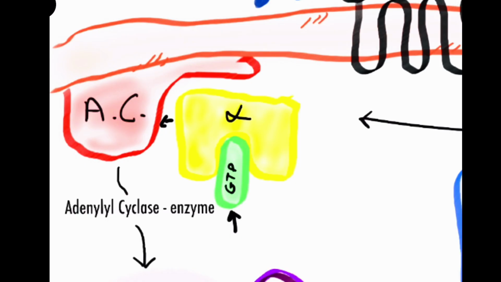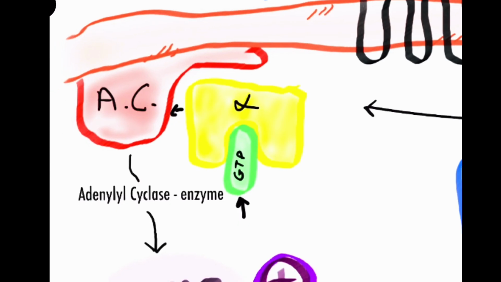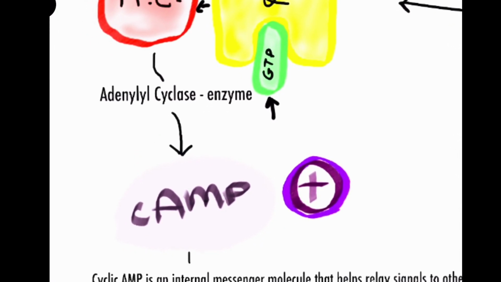We know that this adenylyl cyclase is an enzyme, and once the alpha subunit interacts with it, it is going to take ATP, which is circulating in the cell. We talked about why it is so important to have lots of mitochondria in the cardiomyocytes. In chronic heart failure, that mitochondria will start to perish, which means the ATP will start to be lower, which means the ability to activate cyclic AMP will be lower.